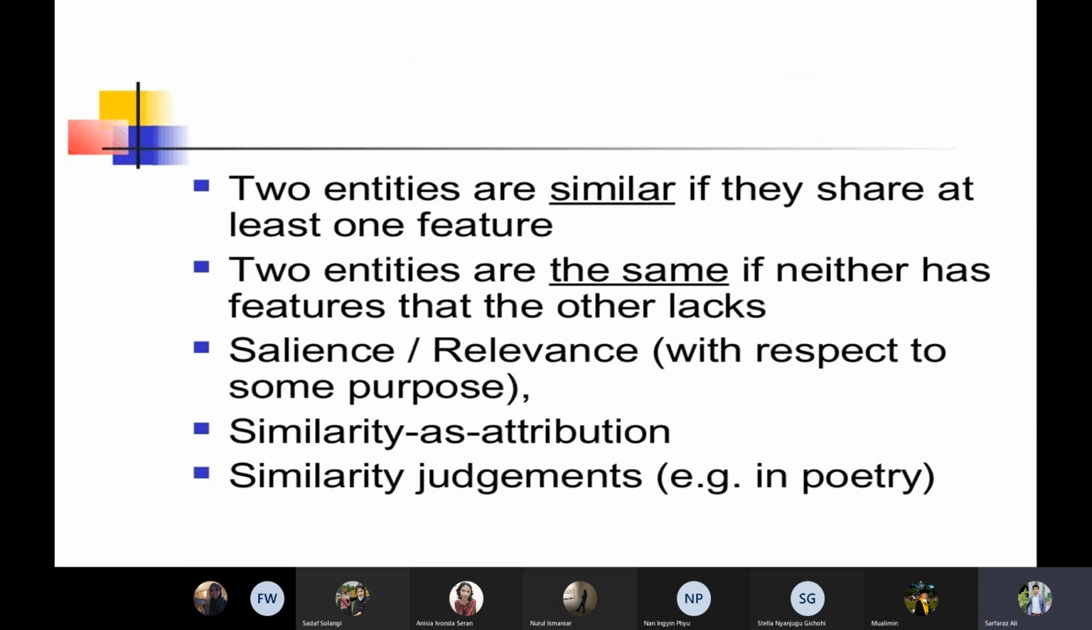So the concept is the same as I mentioned earlier: two entities are similar if they share at least one feature. If one feature is not available, then the things will not be similar. So the requirement is at least one feature. And secondly, two entities are the same if neither has a feature that the other lacks. It is not similarity when we look at a feature that we could not find in the other thing. So this is the sense of similarity.